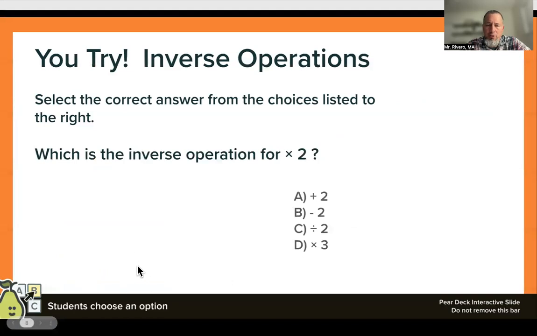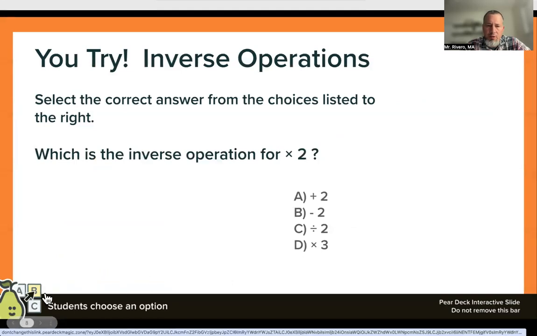Okay, you're going to try this one on your own to find out the inverse operation for times 2.